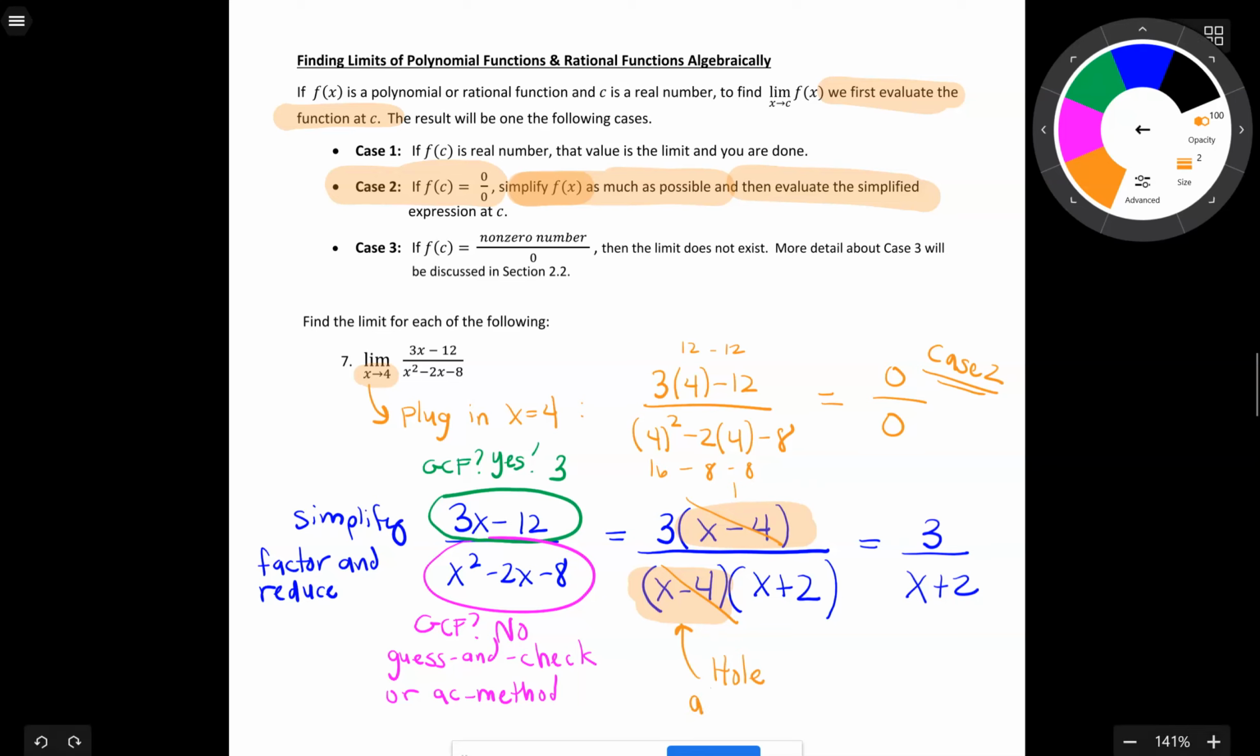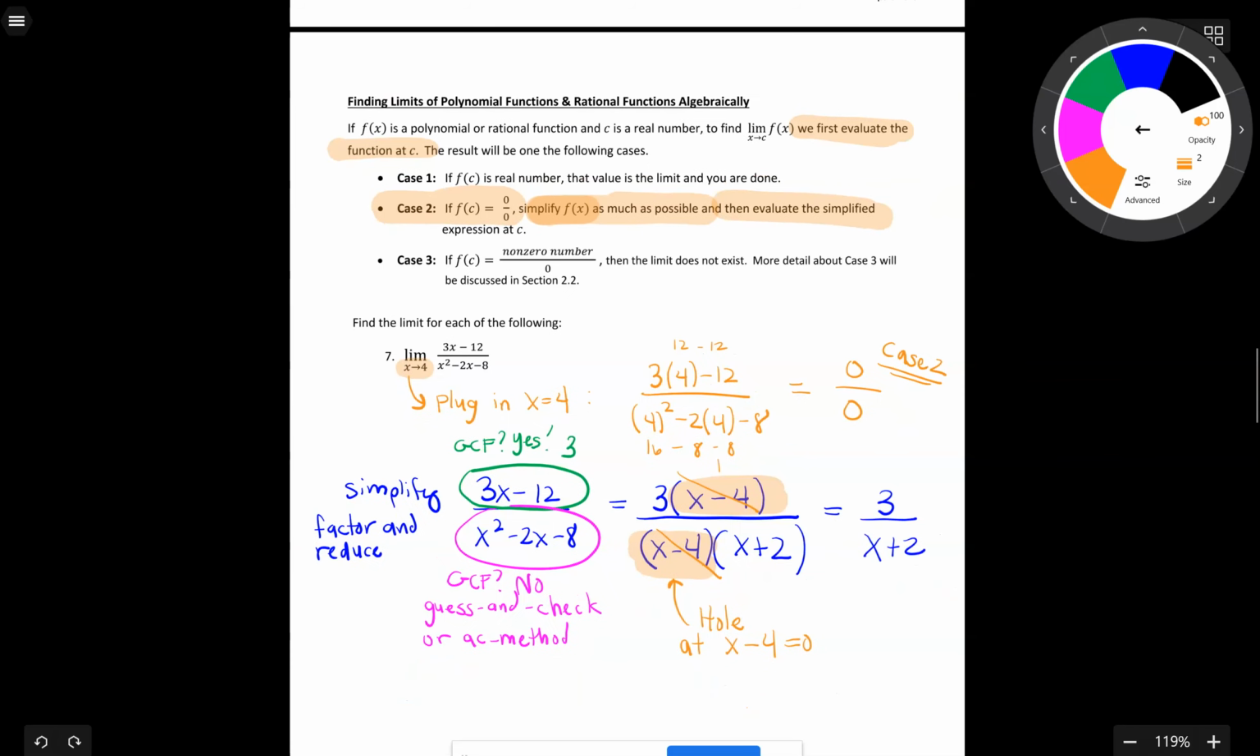So there's going to be a hole at whatever makes x minus 4 be 0. Well, what makes x minus 4 be 0? X would have to be a 4, right? So there's going to be a hole at x equals 4. That's why when I plugged it in, something weird happened. But if there's a hole, there's a chance it could be doing the same thing from the left and the right.